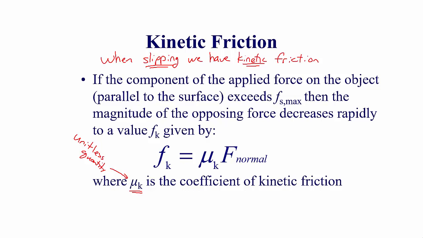Again, mu sub k, that coefficient of kinetic friction, is a unitless quantity. Again, it still describes the roughness of the surfaces. So the force of kinetic friction depends on this coefficient of kinetic friction, and again, it depends on the normal force. It depends on how hard the surfaces are pushing against each other.